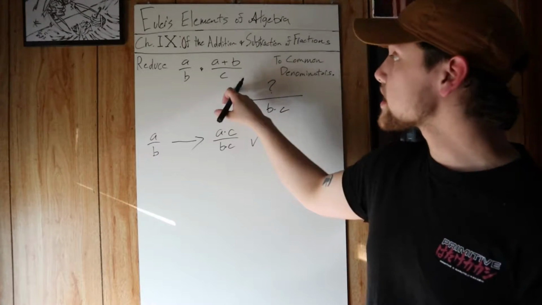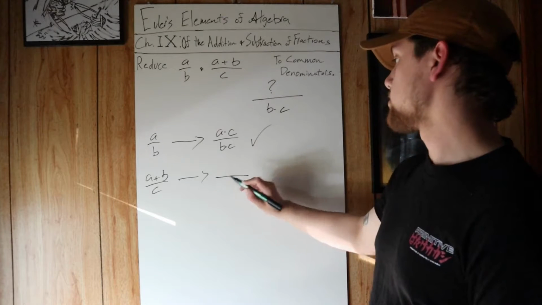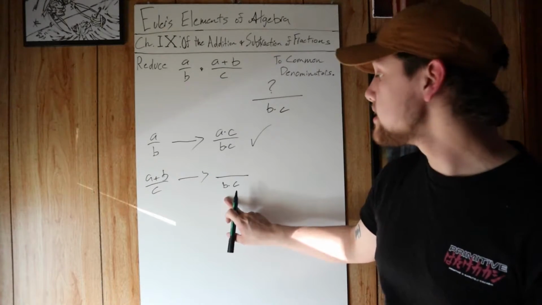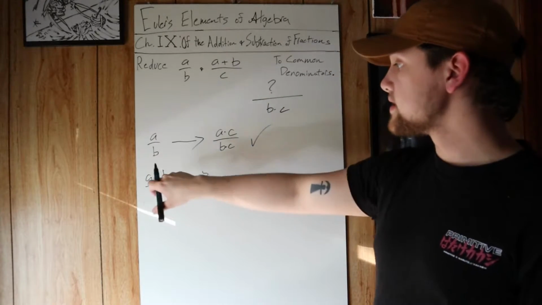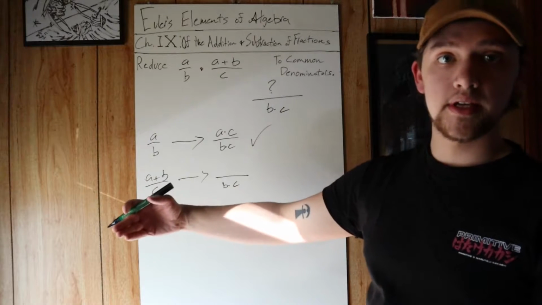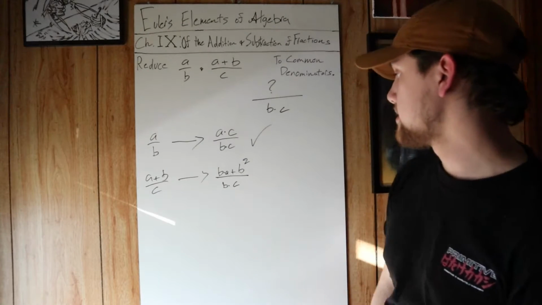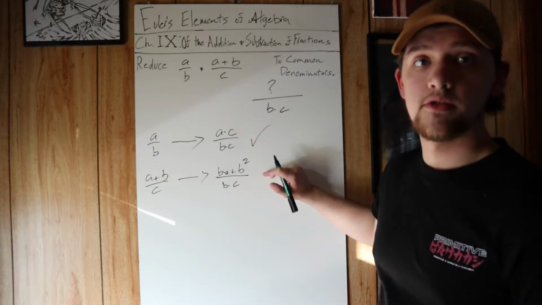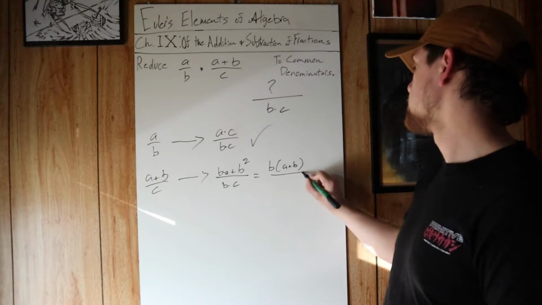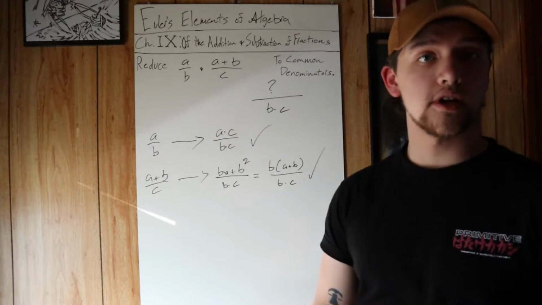So that's done. And now the second one, a plus b over c. How do we get that to a denominator with b times c? Clearly there's a b here that we need to multiply in. So remember, distributing the b into the a plus b in the numerator here, that's multiplying a times b plus b by itself. So we're left with b times a plus b squared, which is the form that Euler wants us to seek, but we know that this is equivalent to b times a plus b over b times c. And these have been reduced to their common denominators.